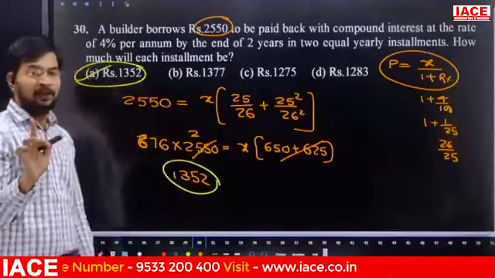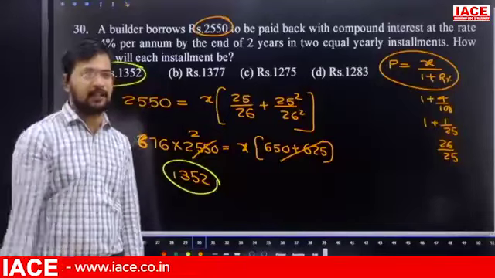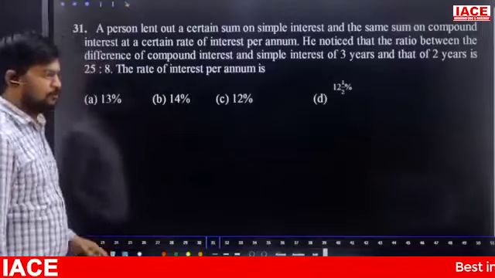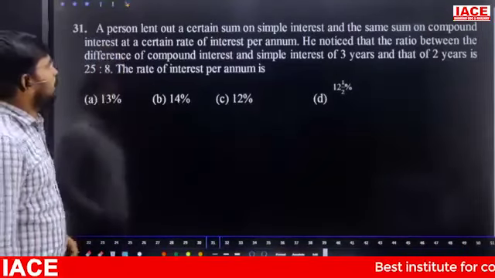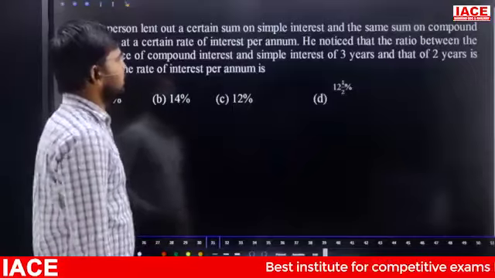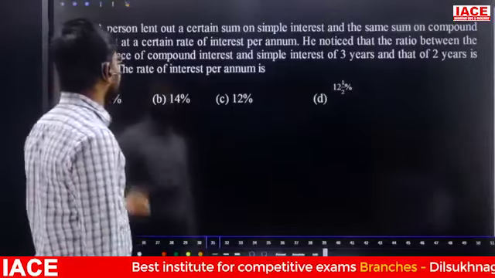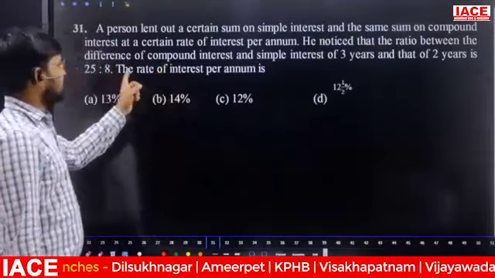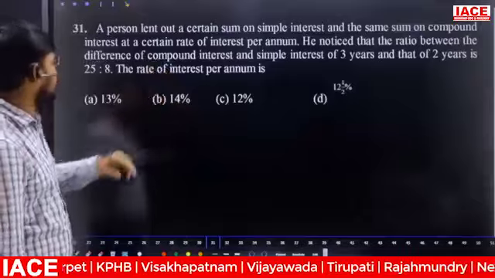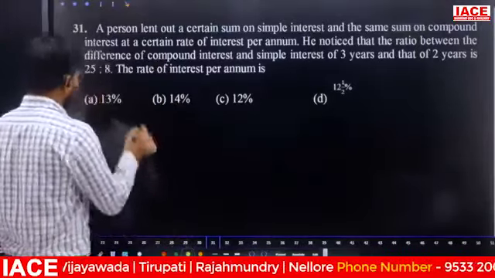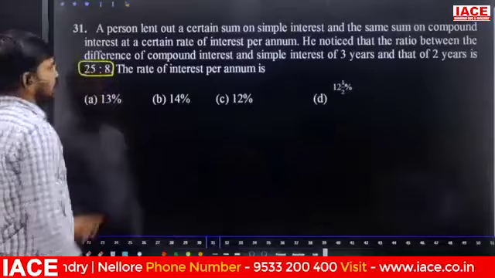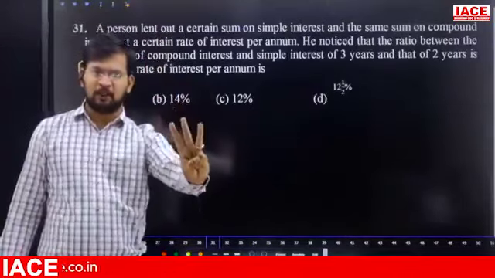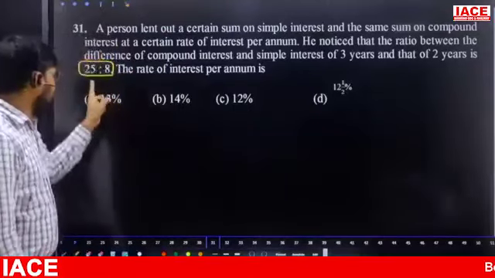So I already explained the compound interest installment cases. Okay, so read the 31st question, all of you. A person lent out a certain sum on simple interest and the same sum on compound interest at a certain rate of interest per annum. He noticed that the ratio between the difference of compound interest and simple interest for 3 years and that of 2 years is 25:8. So the rate of interest per annum is how much? The 3 years difference between SI and CI to the 2 years difference is 25:8.